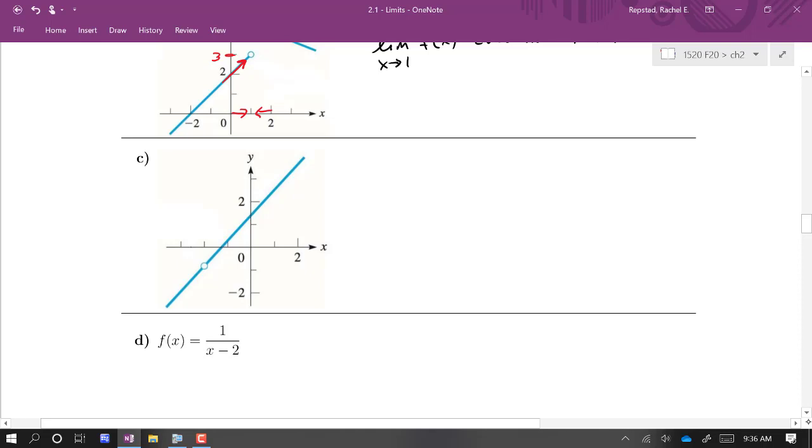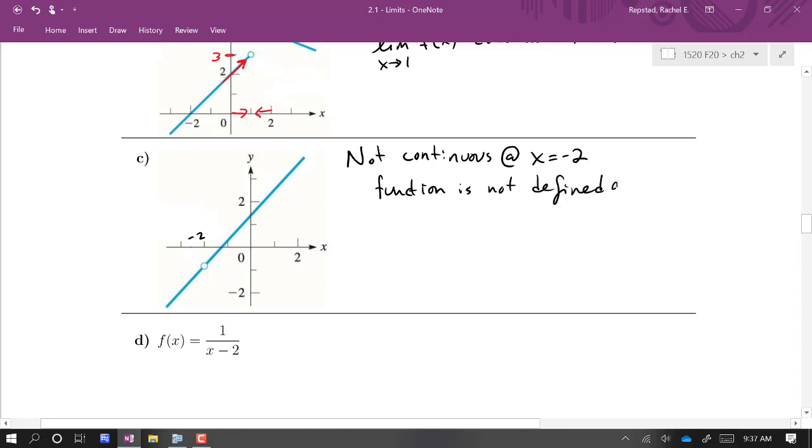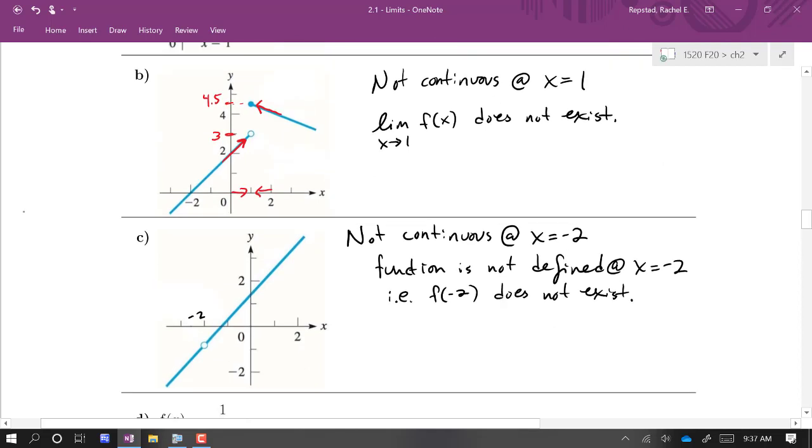Part C. Maybe take a few seconds and see if you can determine where it may or may not be continuous. So this function is not continuous at x equals, I guess that would be -2 here. It's not continuous at x equals -2 because the function is not defined at -2. Or in other words, f of -2 does not exist. And we'll just note here in these two parts B and C, we determined where it was not continuous. In both of these, the function appears to be continuous everywhere else.